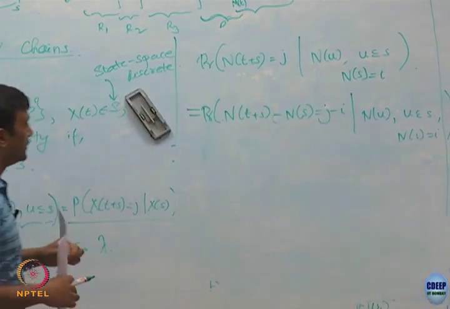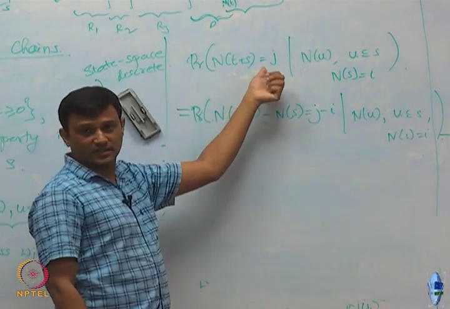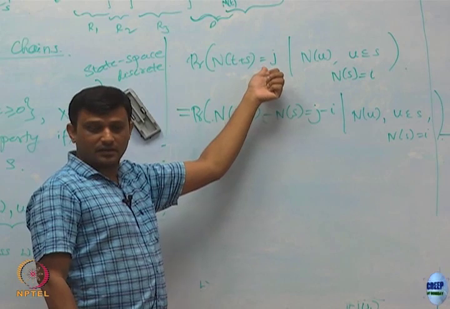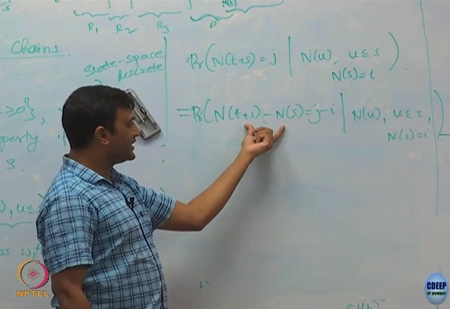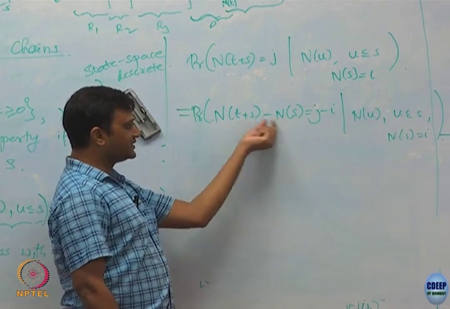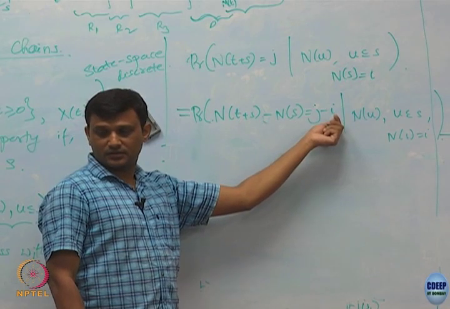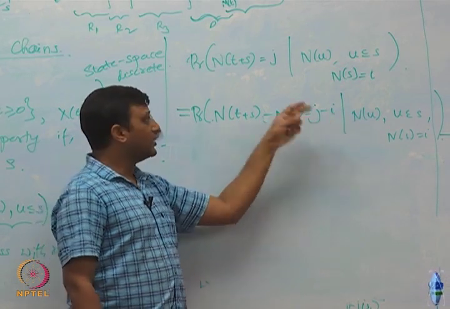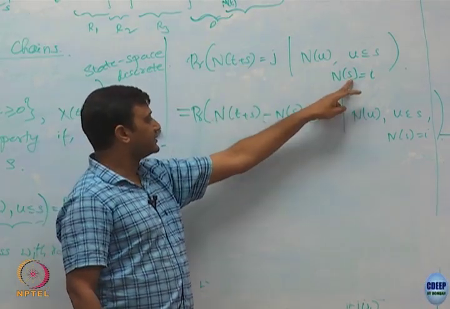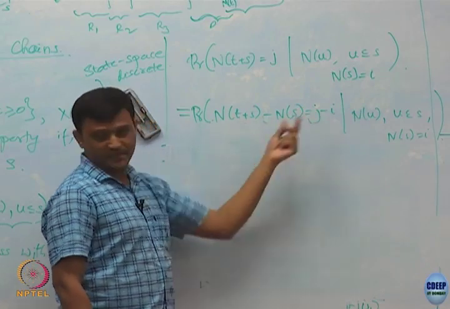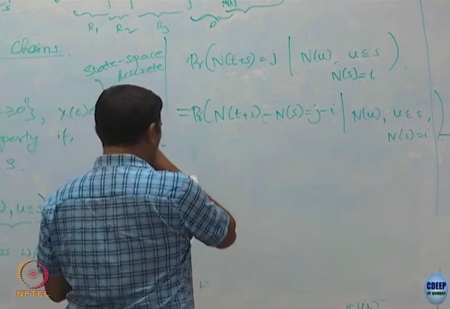So, instead of asking this question, N(t plus s) going to j with N(s) equal to i, I am asking that the number of increments that has happened in the interval between s and t plus s is j minus i. It is the same thing, right? Instead of going directly from i to j at time t plus s, I am asking that between s and t plus s, j minus i renewals have happened.